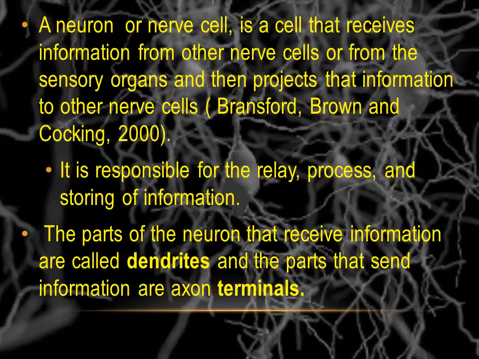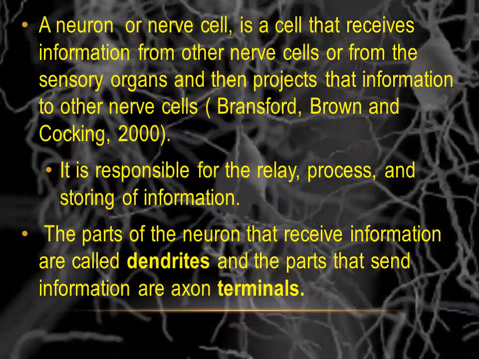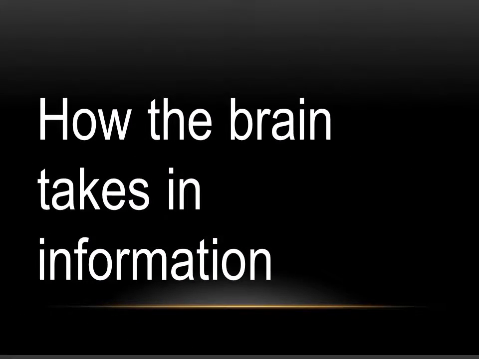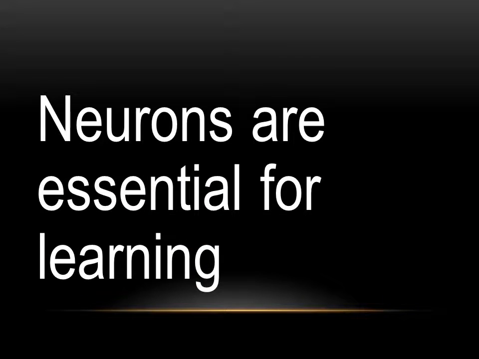The parts of the neuron that receive information are called dendrites, and the parts that send information are called axon terminals. How the brain takes in information. Neurons are essential for learning.